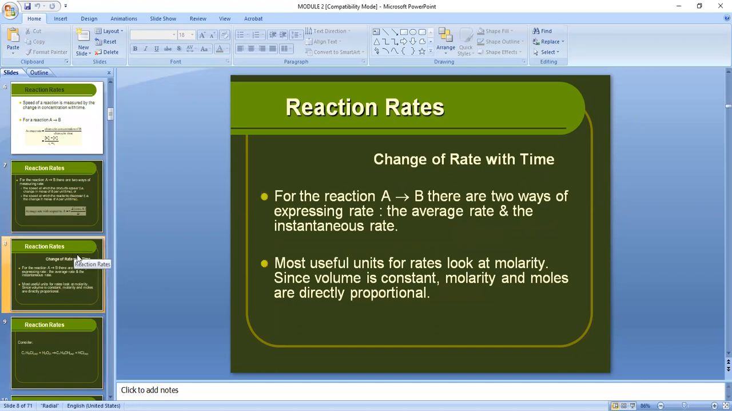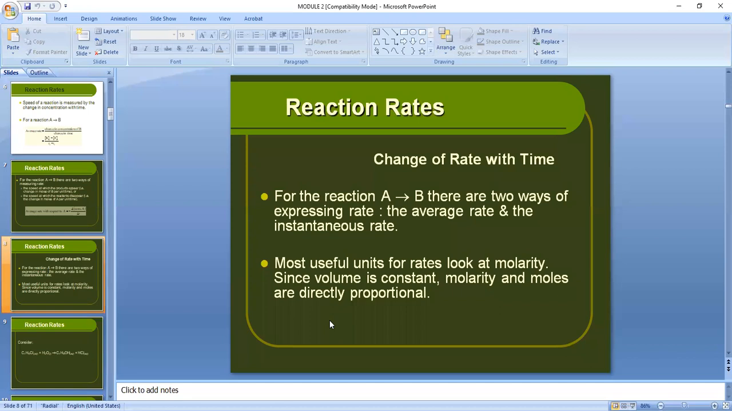Now, what about the change of rate with time? For the reaction of A, there are two ways of expressing the rate: the average rate and the instantaneous rate. The average rate I have mentioned already. Most useful units of rates look at molarity, so mole per liter. Since volume is constant, molarity and moles are directly proportional. So when you speak of rate, it has to be molarity over time, or mole per liter per unit time.